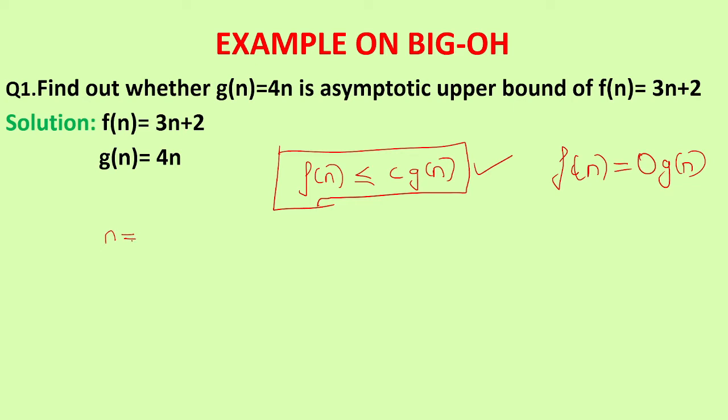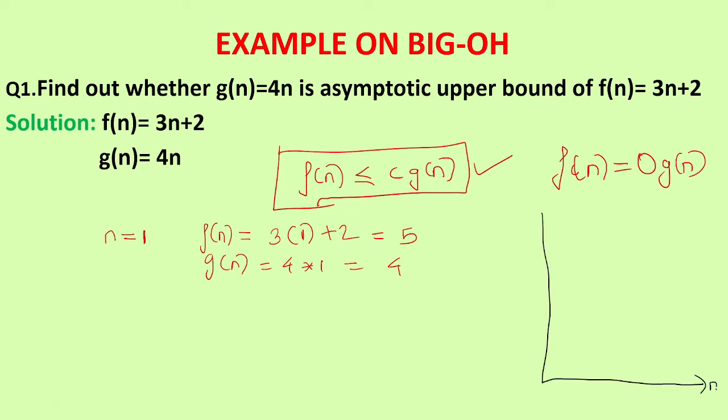First we will take the value of n as 1. When n is equal to 1, f(n) is 3 into 1 plus 2, that is 5, and g(n) is 4 into 1, that is 4. We will draw this in the graph simultaneously. This is n, the input, and this is t, the running time.